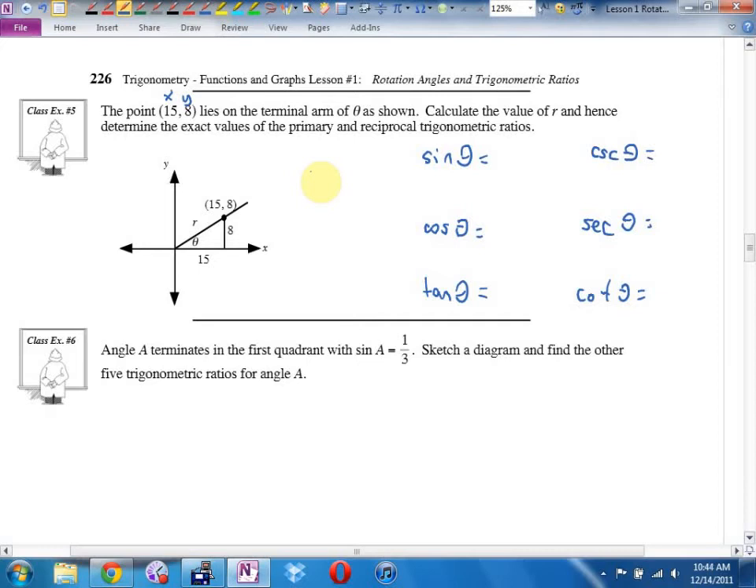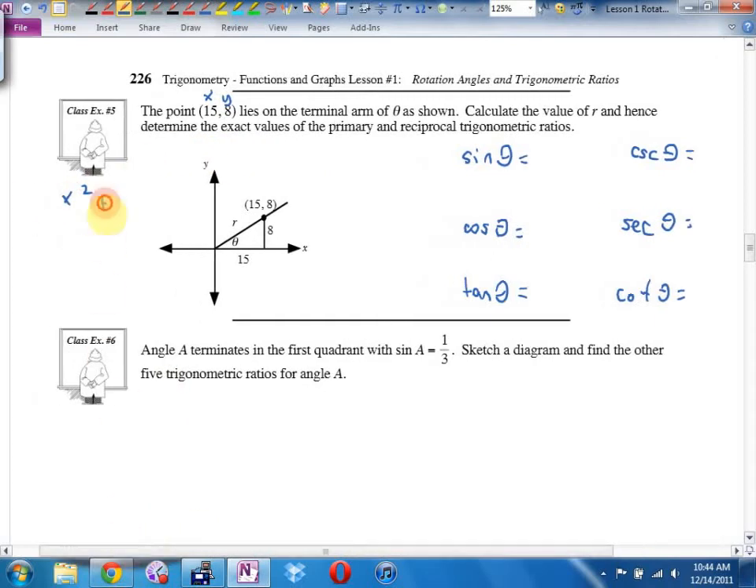X squared plus Y squared equals R squared. In this question, what's X? 15 squared plus... In this question, what's Y? 8 squared equals R squared. How do I get rid of the R squared? Okay, I'm going to put a big square root over here. This does not cancel out those two squareds.